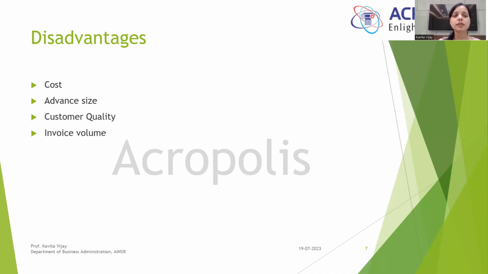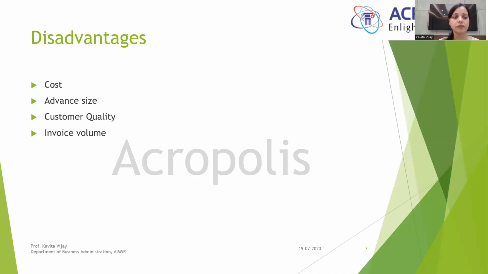Next is advance size. Advance size depends on the quality of the customer. Because if the creditworthiness of the customer is not good, or we can say the customers are of lower quality, then obviously the factor will not provide much finance, and in that case it will provide only 50 to 60%. If the customer quality is good and the creditworthiness is high, then the factor company can provide a higher amount in advance. So the advance size can vary. Customer quality: if the customer quality is not good, it is not easy to find a factor company to finance.